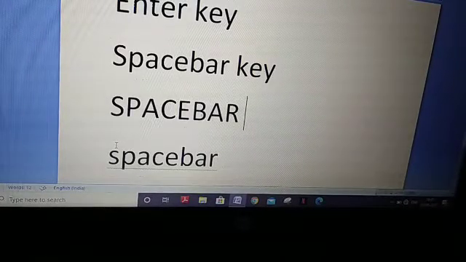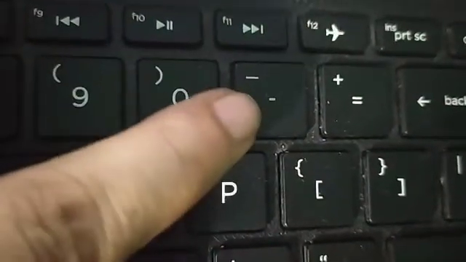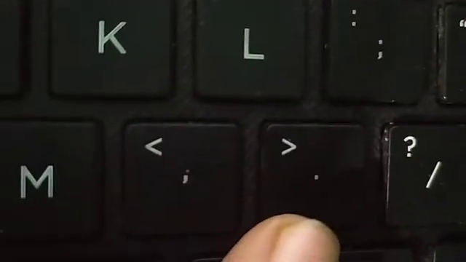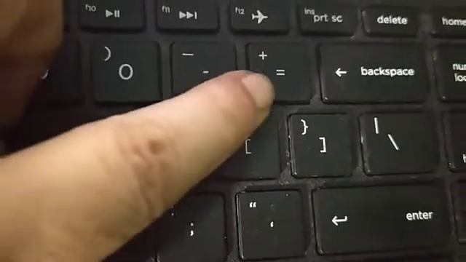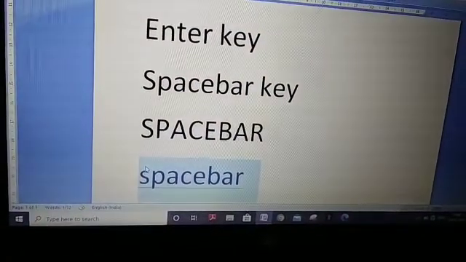And symbol keys, like the plus sign. Here you see symbol keys for plus, for minus. To put brackets, these are symbol keys. Smaller than, greater than sign. To put a full stop, here is the full stop. Slash, question mark. These are some symbol keys. Equals to sign, plus sign. If you want these signs on your monitor, we can use them.